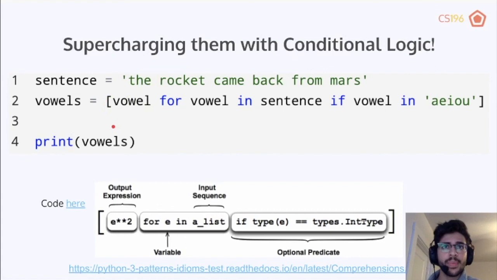Someone is asking, do the outputs for list comprehension have to be stored in a list? As far as I know, yes, they are list comprehensions. Let me go ahead and show you what this code outputs in a compiler, so that way you can get a better idea.